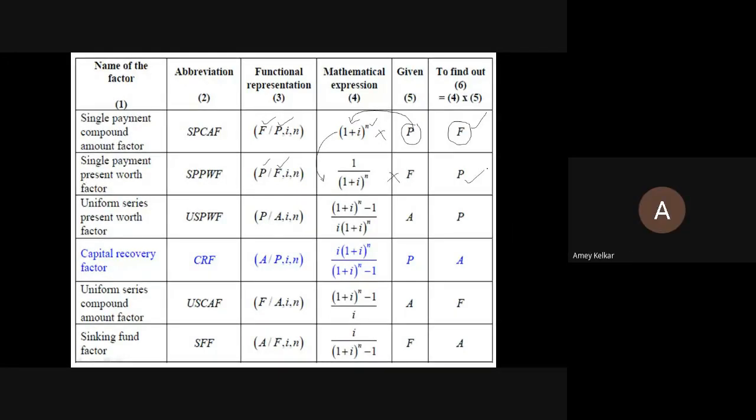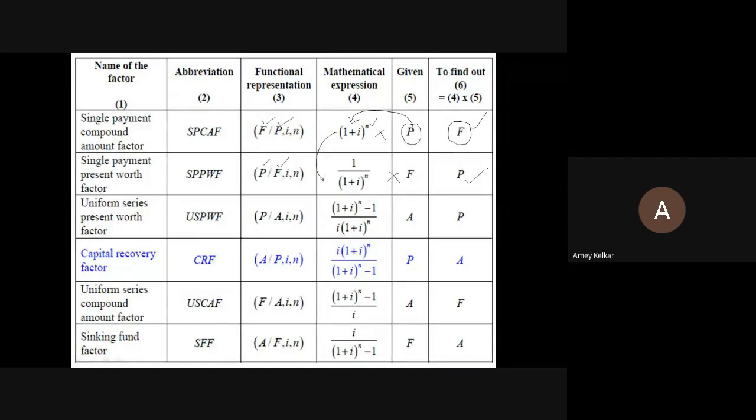Sinking fund factor, abbreviation SFF, wherein we find the annuity by considering the future value. The mathematical expression for this is i upon (1 plus i) raised to n minus 1. The future value is given, and we have to find the annuity. For example, we can consider systematic investment plans as a good example for this. Correct. Thank you, Vivek.